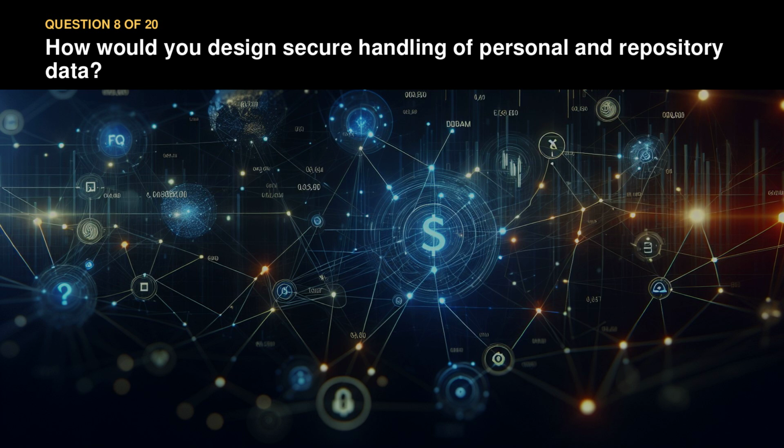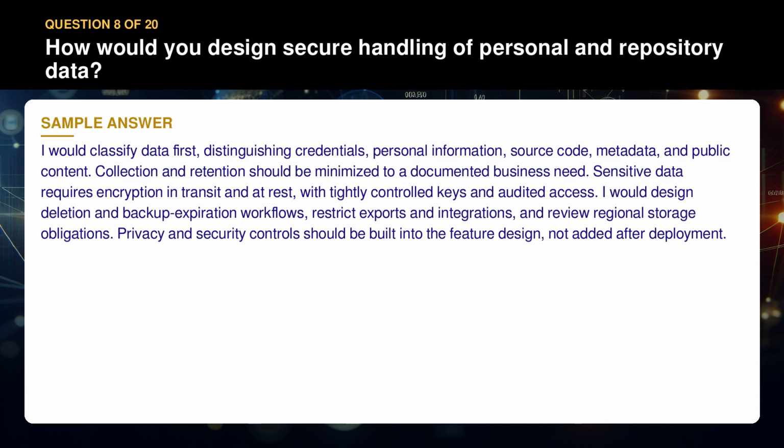Question 8. How would you design secure handling of personal and repository data? I would classify data first, distinguishing credentials, personal information, source code, metadata, and public content. Collection and retention should be minimized to a documented business need. Sensitive data requires encryption in transit and at rest, with tightly controlled keys and audited access. I would design deletion and backup expiration workflows, restrict exports and integrations, and review regional storage obligations.